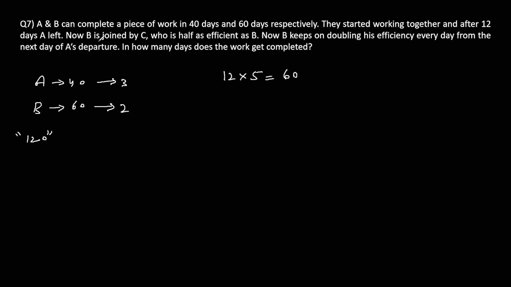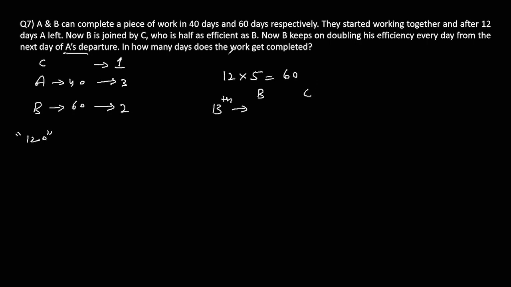Now let's go further. B is joined by C, who is half as efficient as B. That means B was doing 2 units per day, so C will be doing only 1 unit per day. Now B keeps doubling his efficiency every day from the next day of A's departure. That means from the 13th day onwards, B is doubling his efficiency and is working along with C, right?